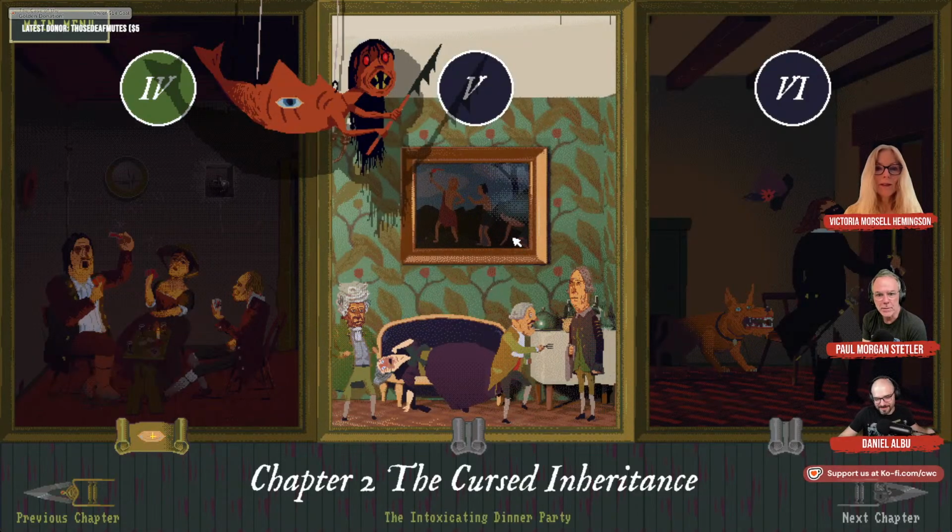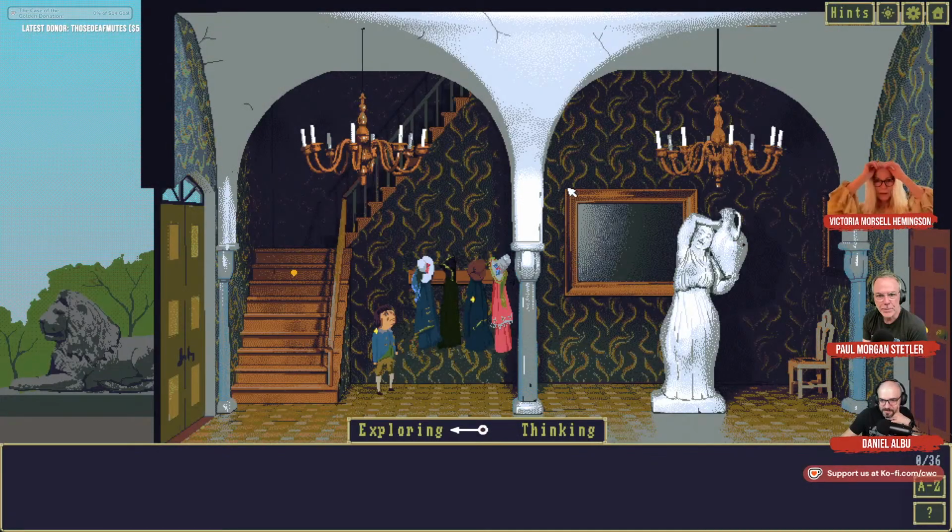Okay. That's it. Yeah. That's all we get. Who is that guy? I don't know. Okay, so right here we need to be better at paying attention to details. We need to be better in general. Okay. All right, click on the shiny things, Daniel.